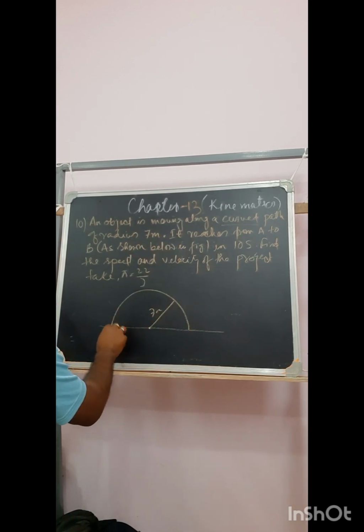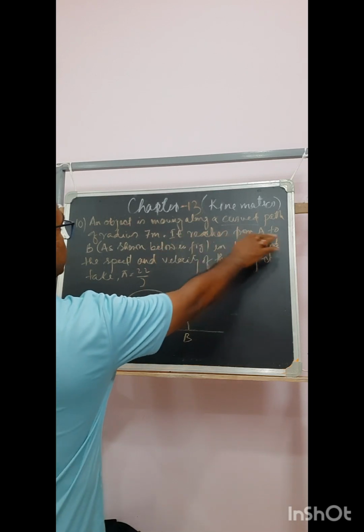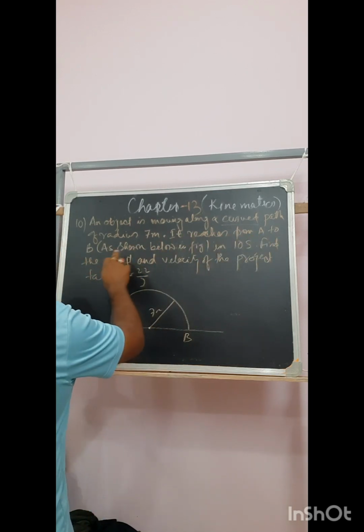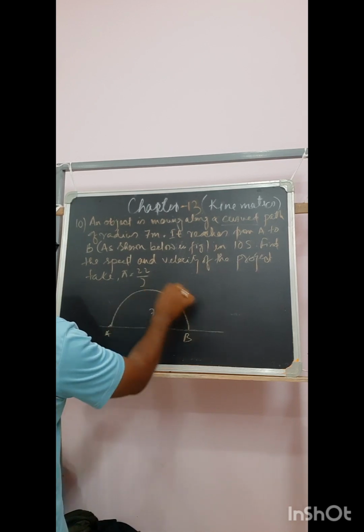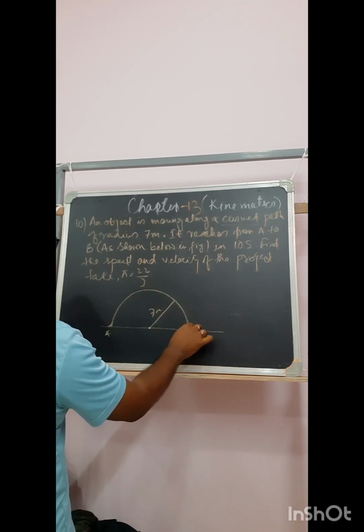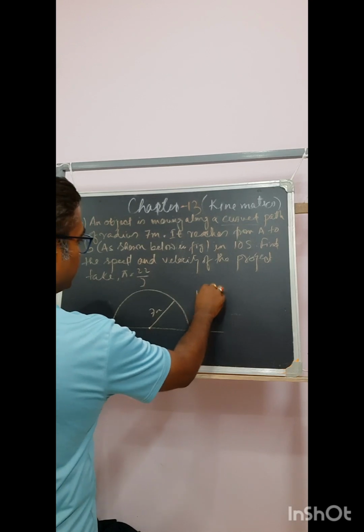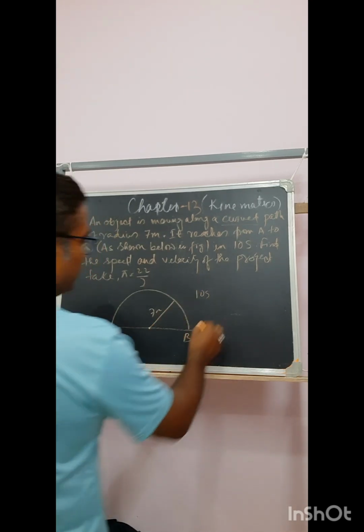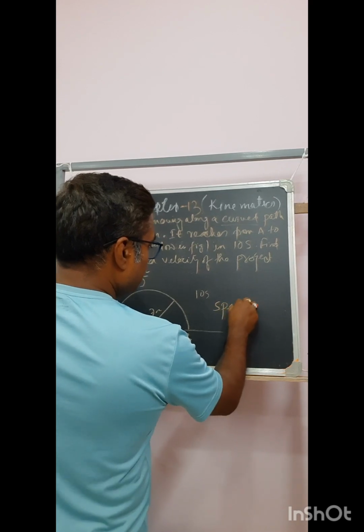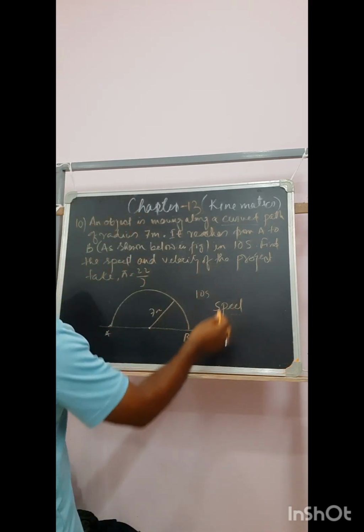It is moving from A to B in a curved path. So it reaches A to B as shown in the figure in 10 seconds. So from the flight to again touching the ground, the time taken is 10 seconds. So find the speed and the velocity. So speed is what now, moving to the speed and velocity problem.